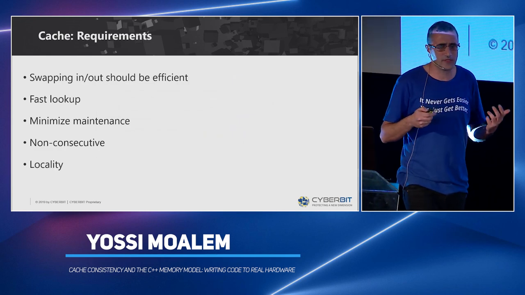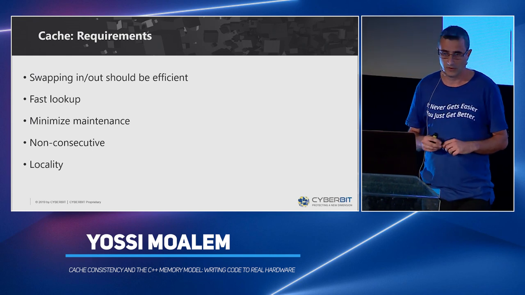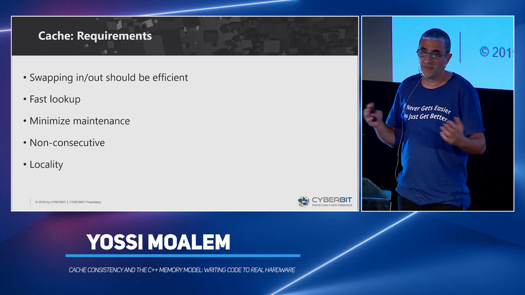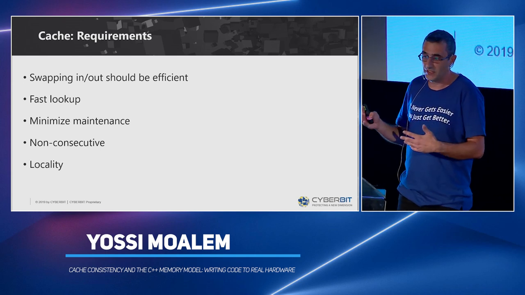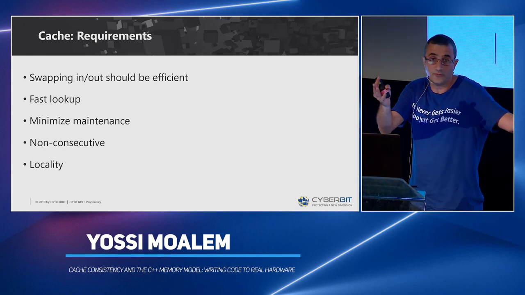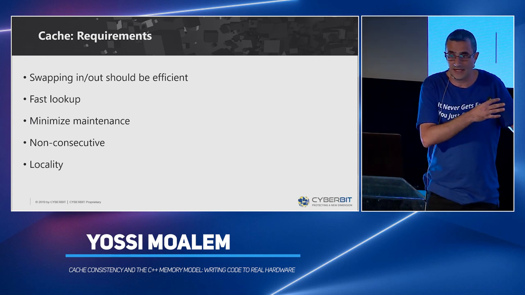So what's our requirement from the cache? We want swapping in and out to be very, very efficient. We definitely want a very fast lookup. We want to minimize maintenance, obviously. The cache needs to be non-consecutive because different cores run different applications and they need different memory. But even within the same core, we're accessing different segments of data.